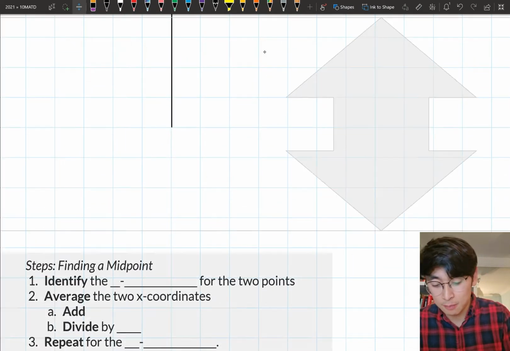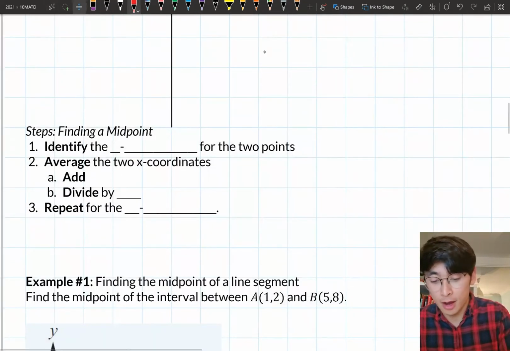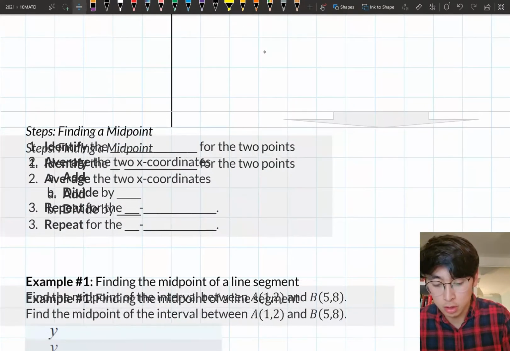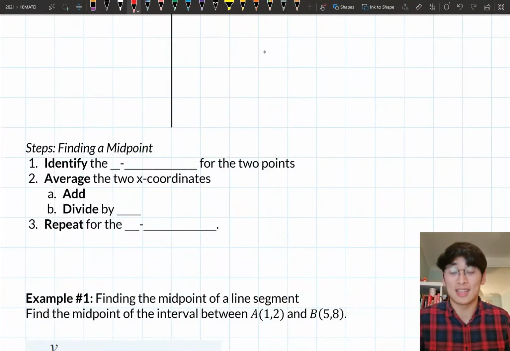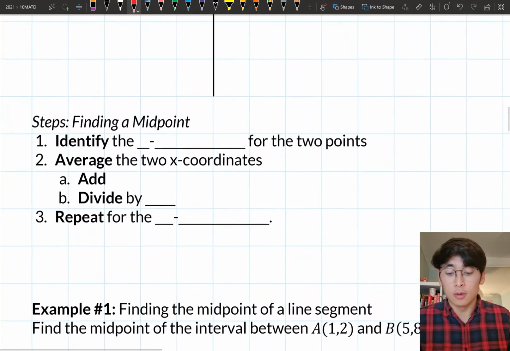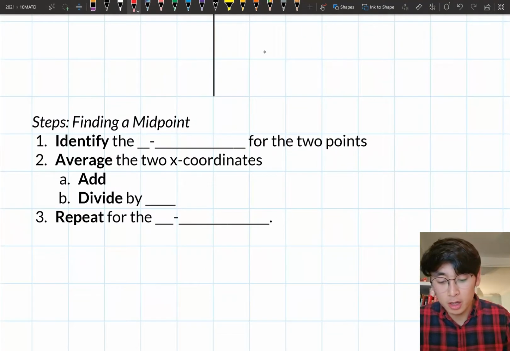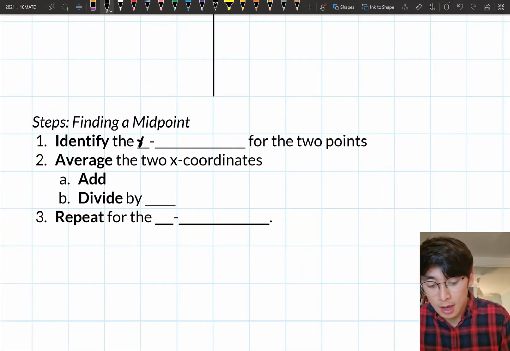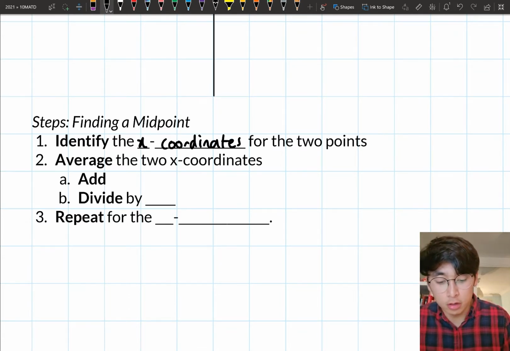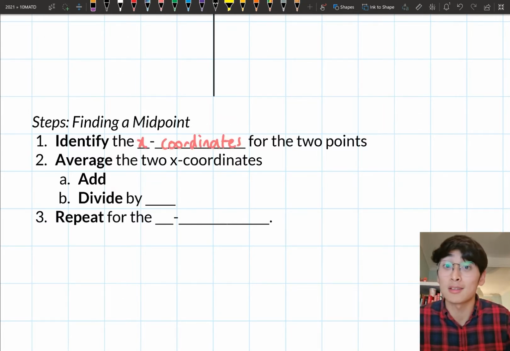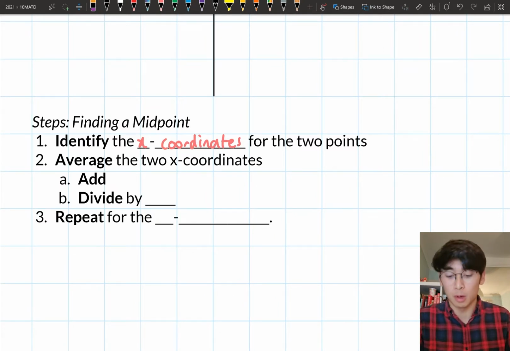So here, these are the steps that we're going to follow if we want to find the midpoint of a line segment. First step, we're going to identify the x coordinates for the 2 points. So what we want to do first is look at the x coordinates. I arbitrarily picked x because it's nice to do x and then y, but you could do y as well.